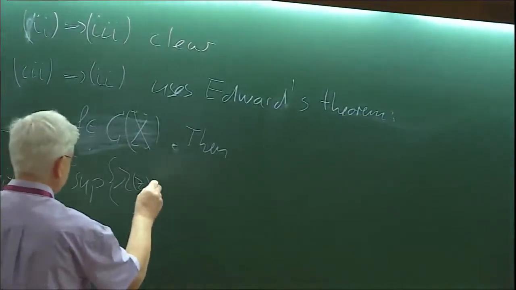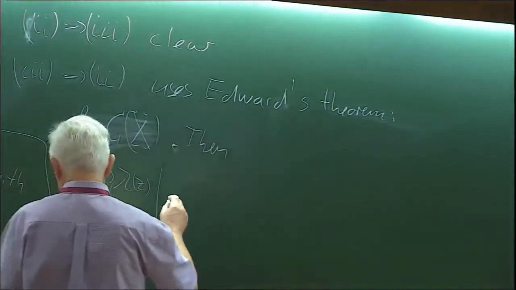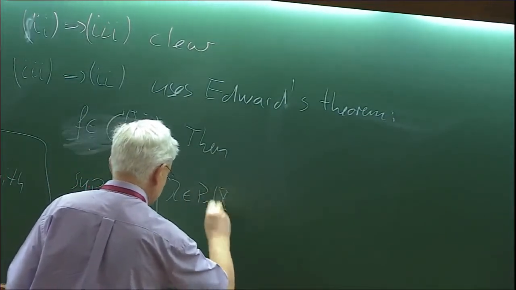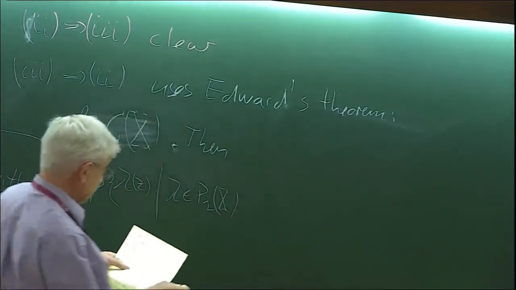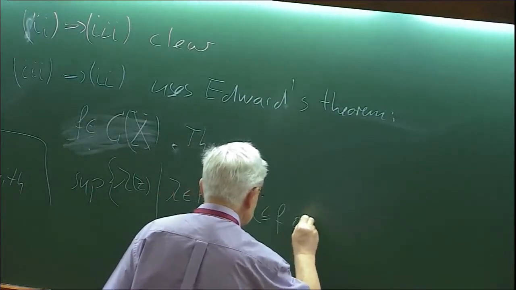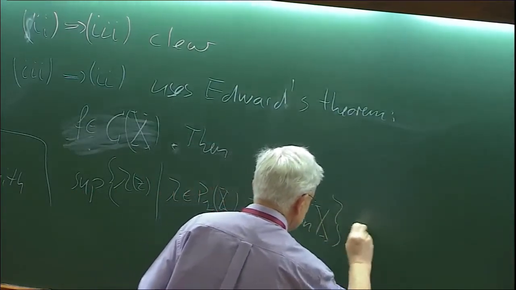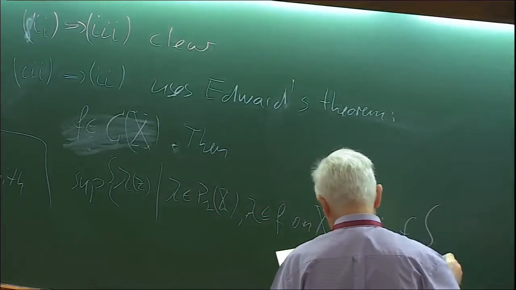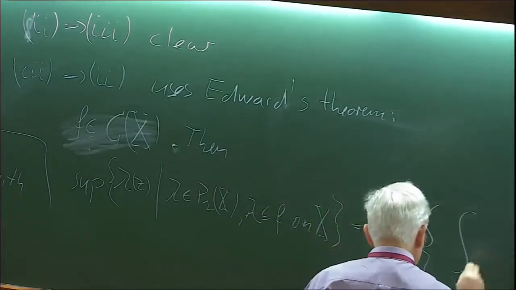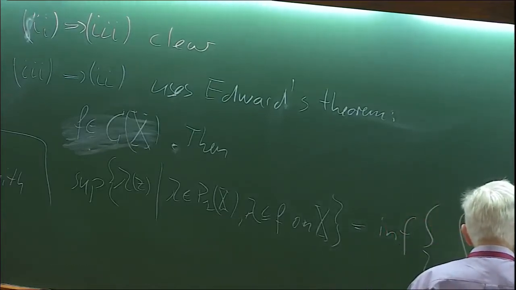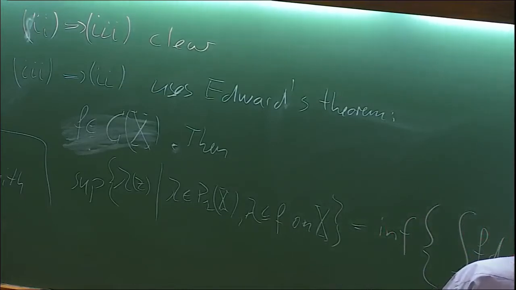over the numbers lambda of c, where lambda is in P1 of X, and lambda is less than or equal to f on all of X. This sup equals an inf, namely the inf over the integrals over X, f d mu, where mu is a Jensen measure at the point c.